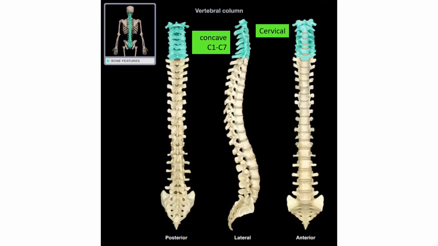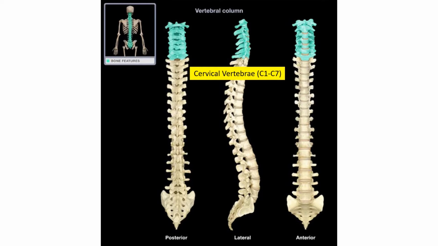This is an image of the 3 views of the vertebral column, and the top part holding the head is what is called the cervical part, because it is in the neck, and it is made of 7 cervical vertebrae. They are called C1, C2, and so on to C7. Now, the next few slides, we are going to go into the details of the cervical vertebrae.